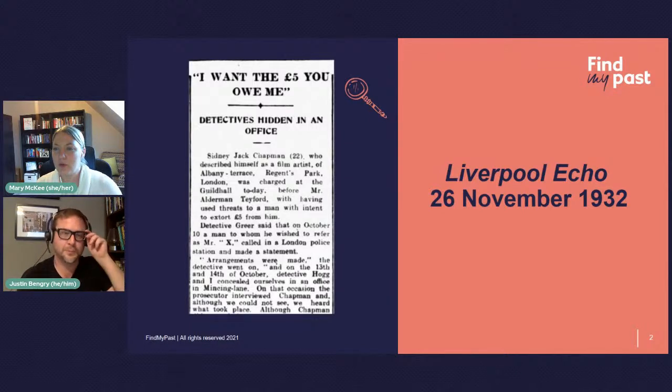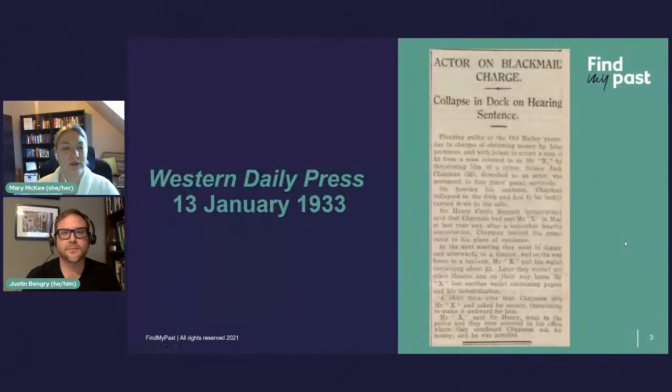I think we've got a few more comments coming in, but Justin, I wanted to go back to your research and maybe look further into some of the newspapers that you found. So this one is the Western Daily Press. Sure, and I think this is still from the same case, and this one just illuminated a bit more. It just goes to show that one newspaper article is not necessarily going to tell you everything, and it's really great if you can find out more.